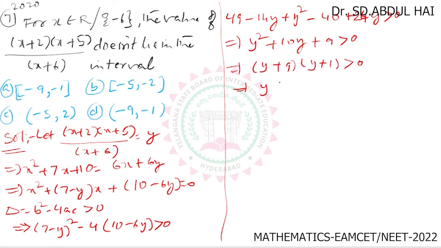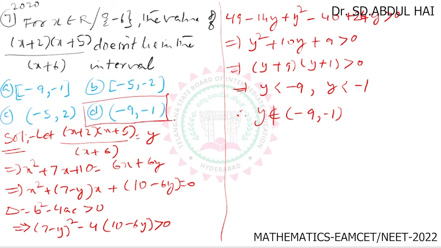So this means that y is less than minus 9 and y is greater than minus 1. So what he asked, the expression does not lie between which values? That is minus 9 comma minus 1 in open interval. Therefore y does not lie between minus 9 comma minus 1 open interval. Therefore what is my correct option? That is the fourth one. Okay.